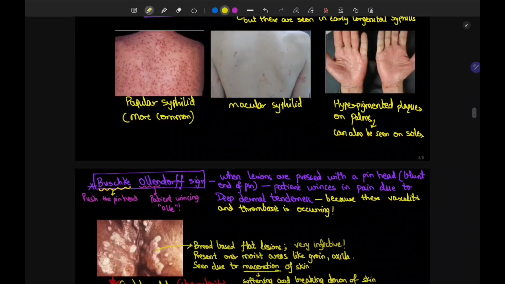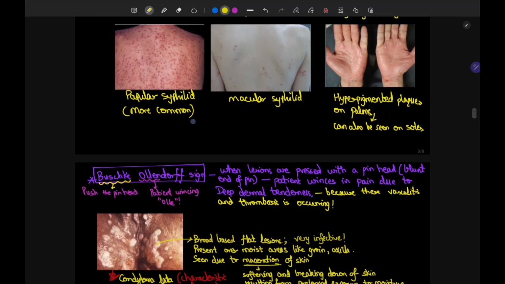Now see this Buschke-Ollendorff sign. When I press these lesions with the head of the pin, the blunt end of the pin, the patient is going to wince in pain. Now why do these lesions occur? These are mainly occurring due to vasculitis and thrombosis. Thrombosis and vasculitis are occurring, and when we press these lesions with the pin head, the patient is wincing in pain.